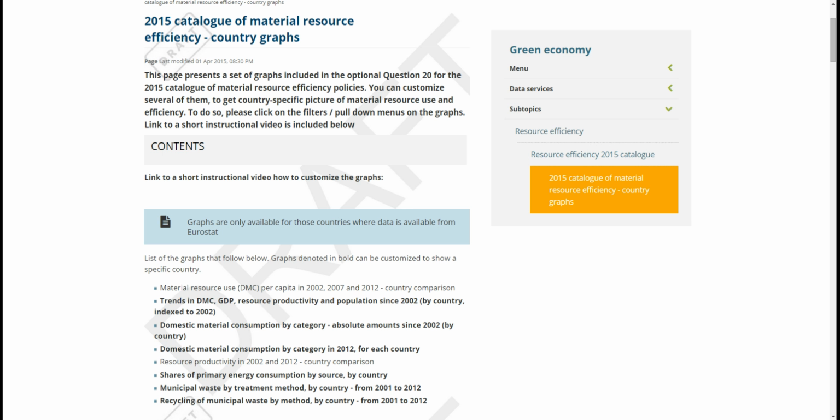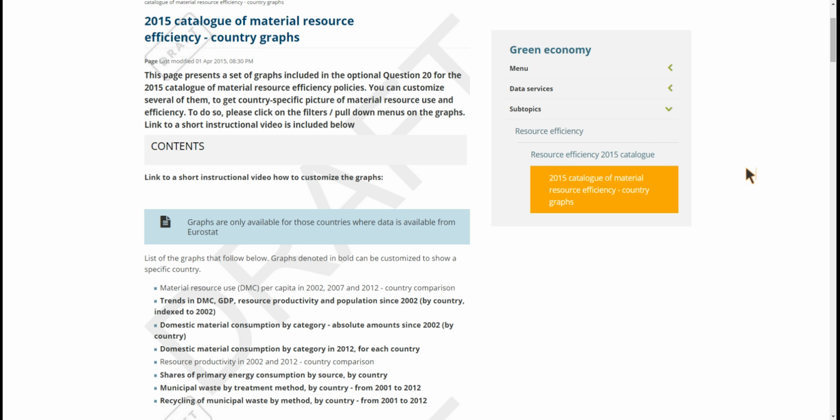You may remember that question 20, the optional question 20 in the catalog of material resource efficiency policies, asks you to interpret trends and what you see happening in your country. In the country profiles, those which are online, we have already pre-selected your own country for you. But this tool here is more interesting in that it allows you to do interactive comparison.